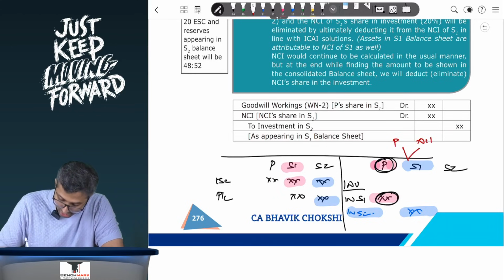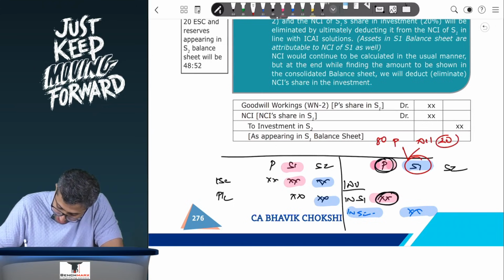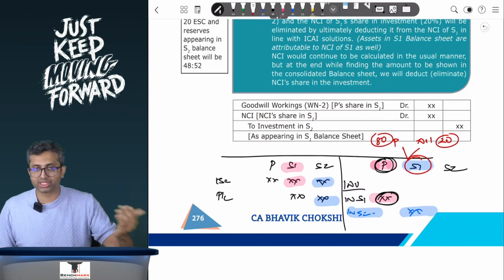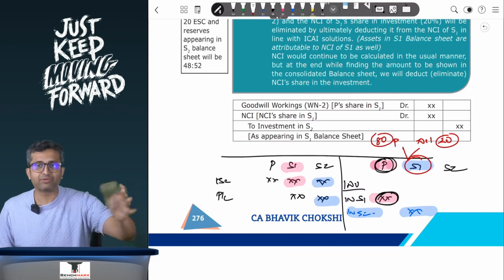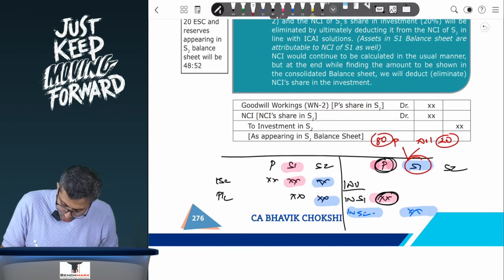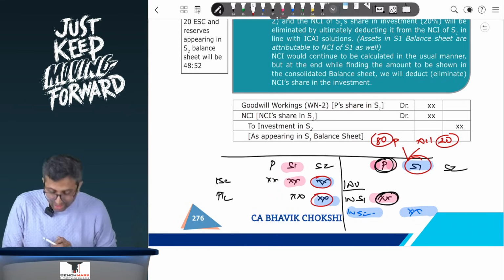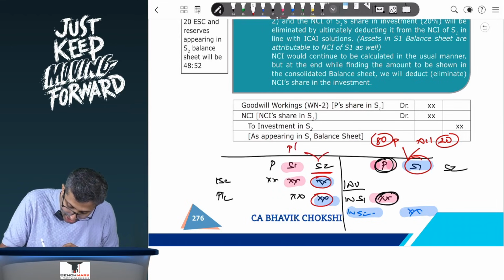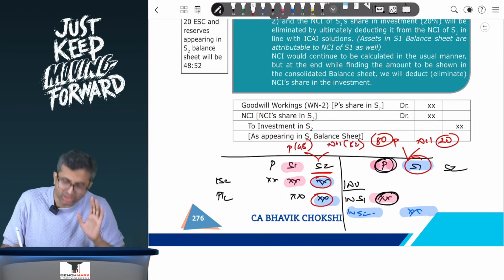Sir, but in what ratio? Well, all assets and liabilities of S1 are attributable in the ratio of 80:20, for example. So when you eliminate this investment, against the cost of control you will have 80%, and 20% will be going to the NCI. Whereas when you look at the share capital and reserves of S2, they are appearing in S2's books, and in S2's books, parent has effectively 48 and NCI is effectively 52. Now this is where the problem arises.